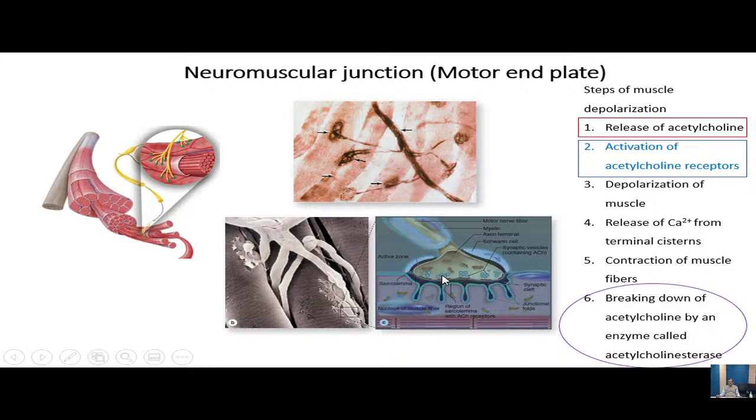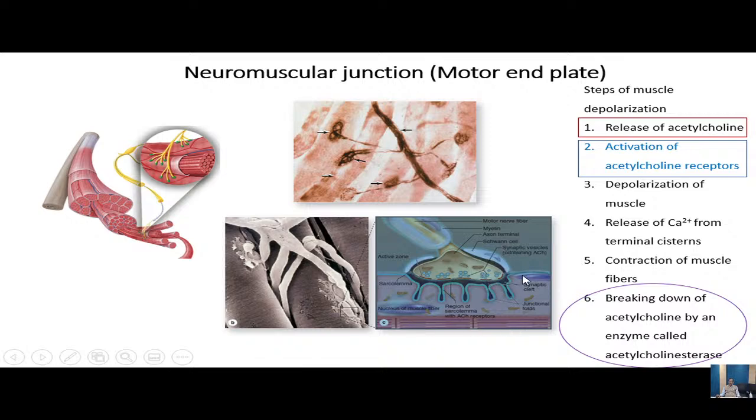So these synaptic vesicles contain acetylcholine, which, when this nerve fiber is excited, is released into this synaptic cleft, and it diffuses and binds to the acetylcholine receptors which are present in this, and these acetylcholine receptors then produce depolarization of the muscle fiber, which then contracts.